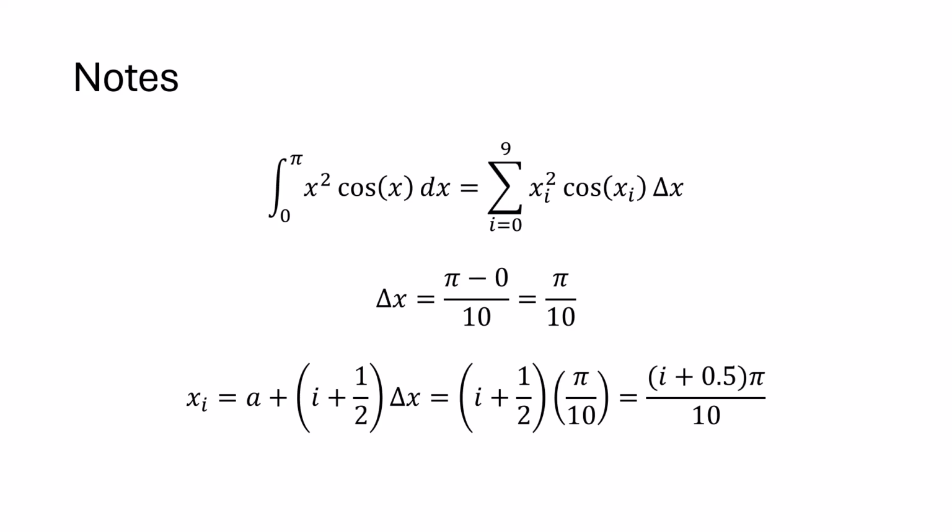And we can do this by taking the left endpoint, in this case labeled with a, plus the quantity of i plus 1/2 times delta x. Now our left endpoint of our interval is 0, so we have i plus 1/2 times pi over 10, which we can simplify down to the quantity i plus 0.5 times pi divided by 10. And this is what we're going to use for our point evaluations when we go through the summation.